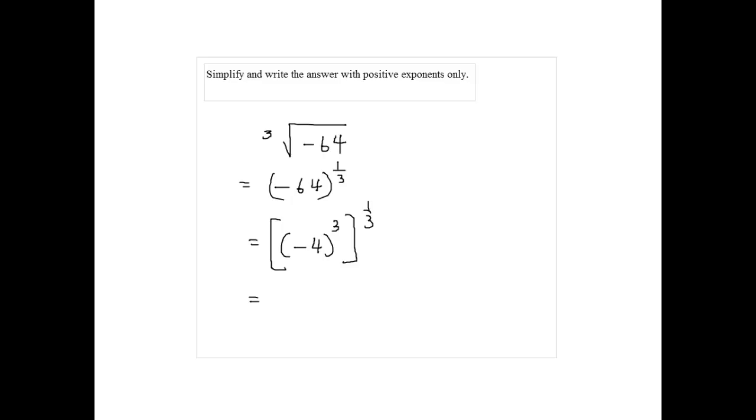Write the answer with positive exponents only. Cube root of negative 64 could be written as negative 64 to the 1/3. Notice that negative 64 is negative 4 cubed. So negative 4 cubed to the 1/3. This is the same as negative 4 to the 3 times 1/3 by the power rule. Negative 4 to the first power, which is negative 4.